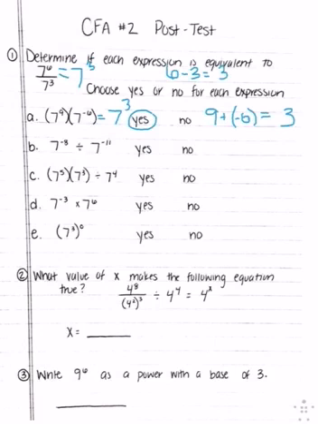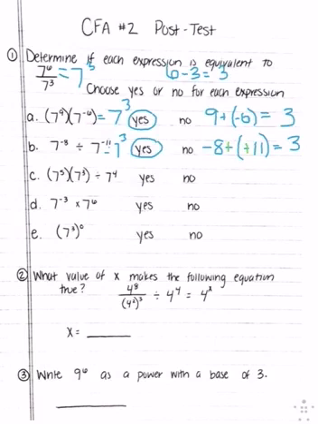Letter B, 7 to the negative 8th divided by 7 to the negative 11th. We are dividing, so we subtract the exponents. Negative 8 minus negative 11. For all subtraction problems, we have to keep change. So we keep the negative 8, we change subtraction to addition, and we change a negative 11 to a positive 11. Negative 8 plus 11, again, same signs add, different signs subtract. So 11 minus 8 is 3. Keep the sign of the larger number, that's 11, so it's a positive 3. So it is 7 to the 3rd power. So B is yes, it is also a correct answer.